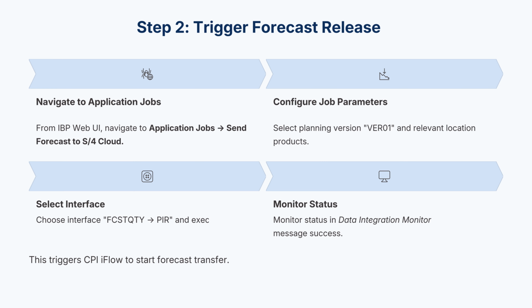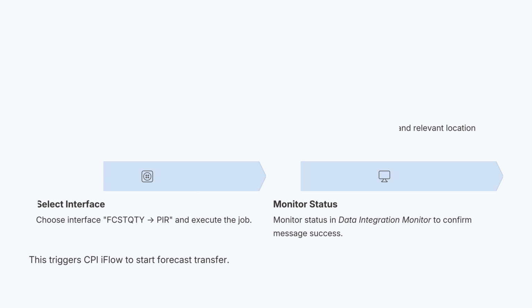Step 2. Trigger forecast release. From the IBP web interface, go to Application Jobs and select the job template Send Forecast to S4 Cloud. Choose your planning version, product, and location, then execute. IBP sends the forecast to CPI for transmission to S4HANA Cloud. Monitor the job status in Data Integration Monitor. Success means your forecast is now on its way.